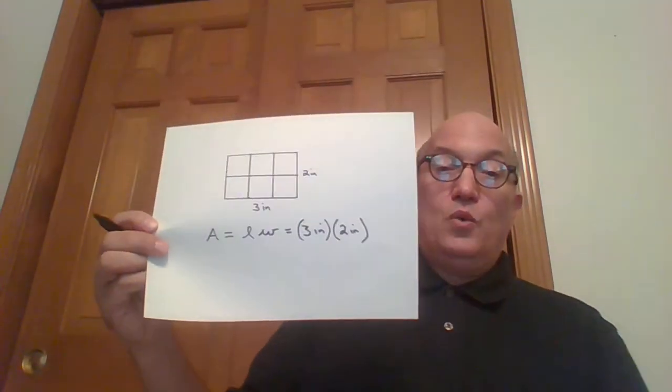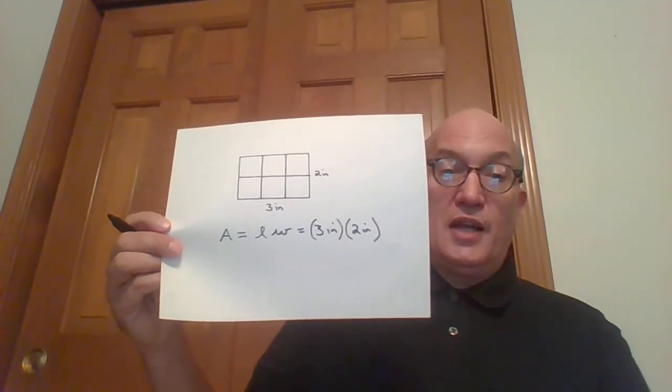Now let's look at the formula for the area of a rectangle. Of course, it's length times width or base times height. But the length, and this is the key thing, the length of this rectangle is not 3. It's 3 inches. And the width is not 2. It's 2 inches. So if we want to plug the length and width into the formula, we have to do 3 inches times 2 inches.